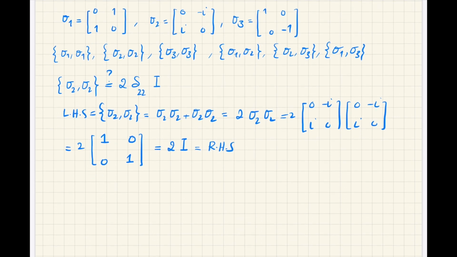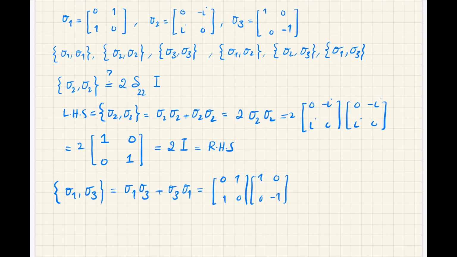For the last one, let us check the last one as well. Others are exactly similar. So sigma 1, sigma 3. Sorry, this is curly brackets. So this becomes sigma 1 times sigma 3 plus sigma 3 times sigma 1. Sigma 1 is 0, 1, 1, 0, multiplied by sigma 3, which is 1, 0, 0, minus 1, plus sigma 3, again 1, 0, 0, minus 1, multiplied by sigma 1, which is 0, 1, 1, 0.